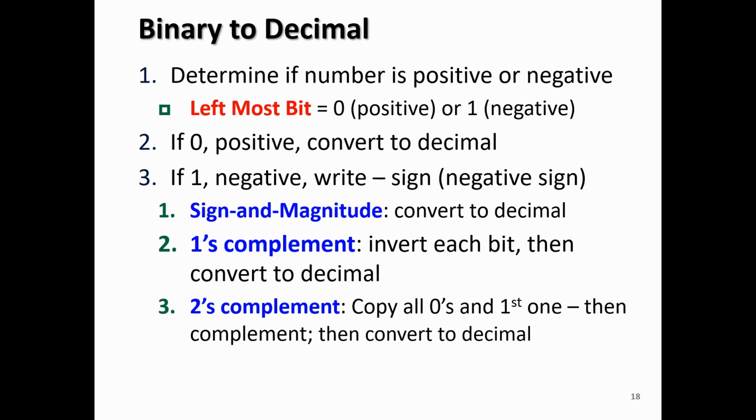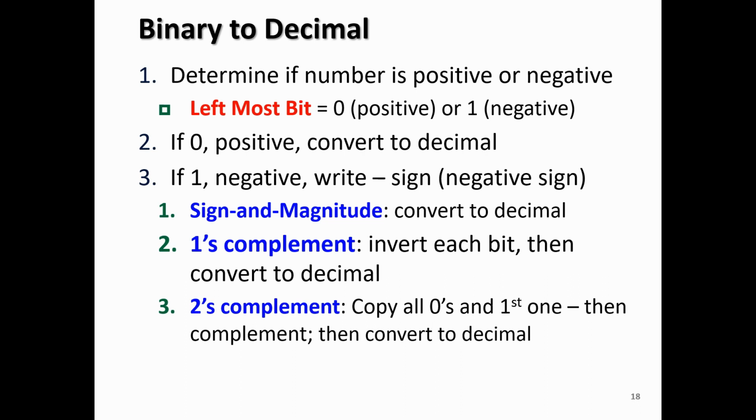If it's a 0, which is a positive number, we just convert it to decimal straight, and we don't do anything else to it. If it's a negative, we first write the negative sign so we remember that it's a negative number, and then we need to decide if we need to use a sign and magnitude representation, a 1's complement representation, or a 2's complement representation.